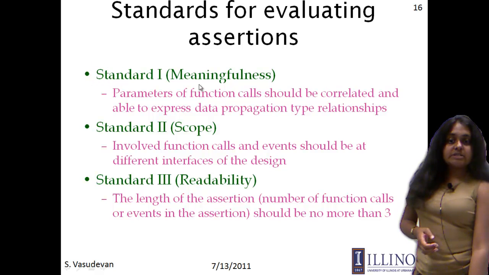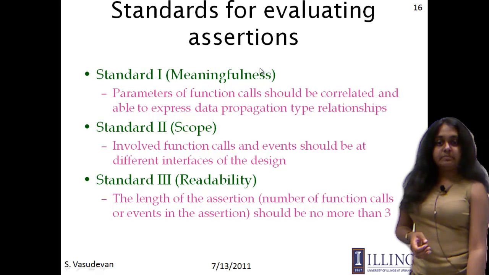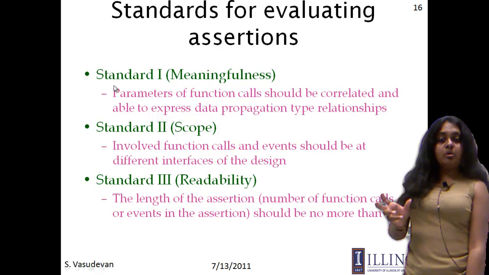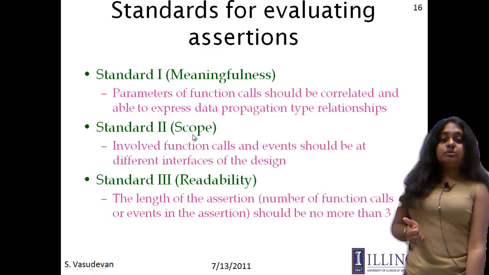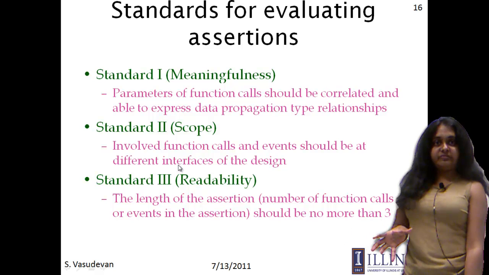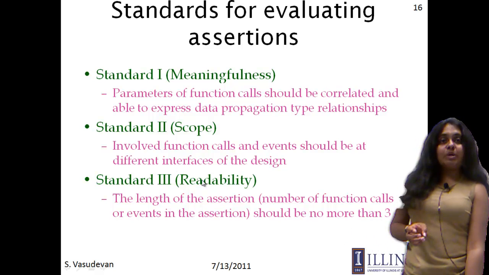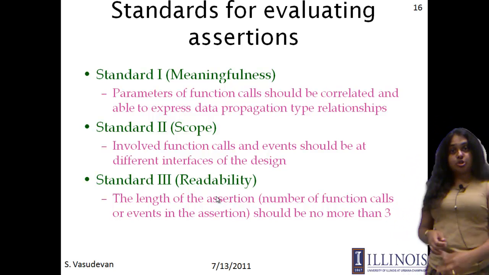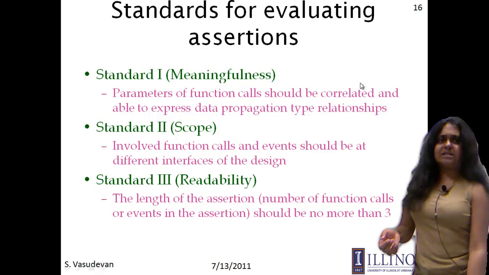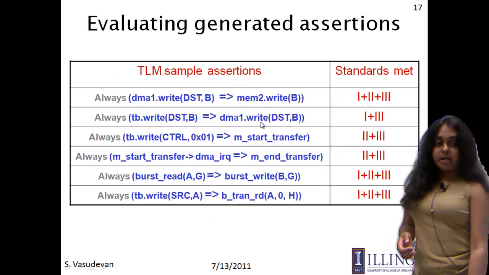what we did was we created our own standards, which we think are important for assertions to subscribe to at the system level. Standard 1 is meaningfulness, which means that the parameters of function calls should be correlated and able to express data propagation type relationships. Standard 2 is scope, which means that the involved function calls and events should be at different interfaces on the design. And standard 3 is readability, which means that the number of function calls or events in the assertion should be no more than 3. We just set 3 as a constraint here.